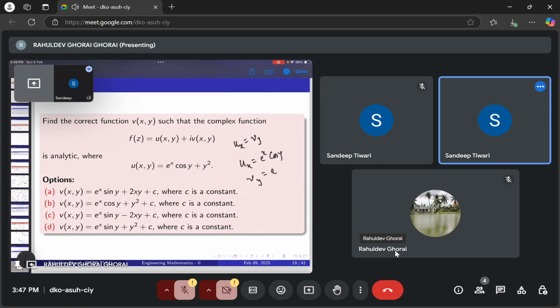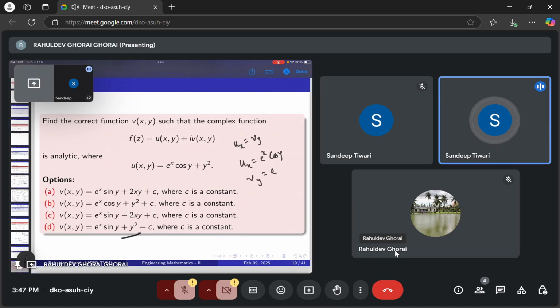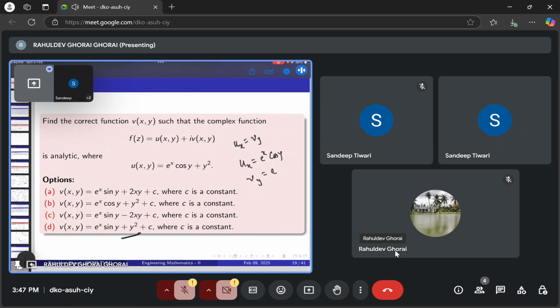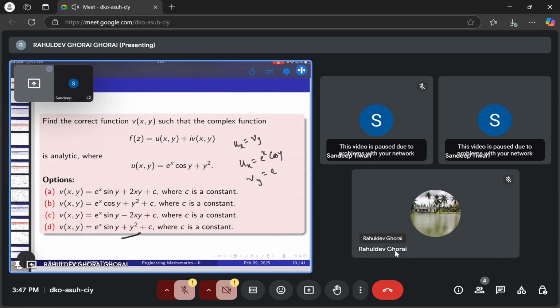So e to the power x cos y. Why not? The D option can also be right, if you take it to the power x cos y. Sir, there is a y square, na, sir. So plus 2y will be there, sir. Oh, sorry. Sir, I understand. I think, sir, there must be x square, sir. Yeah, most probably. Let me check it. Then we'll see.